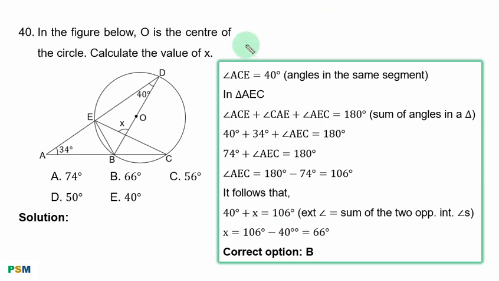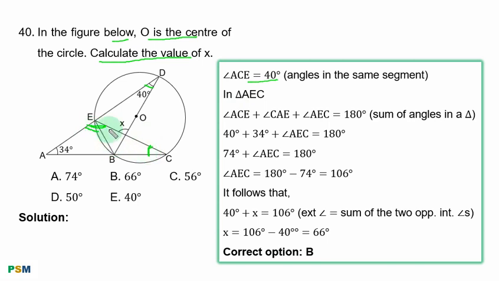Question 40. In the figure below, O is the center of the circle. Calculate the value of S. For us to find S, we need this angle. Once we get this angle, we get this angle. If you add 40 degrees to S, the sum is equal to this angle. This angle ACE is equal to 40 degrees. This angle, angles in the same segment. This angle is known.